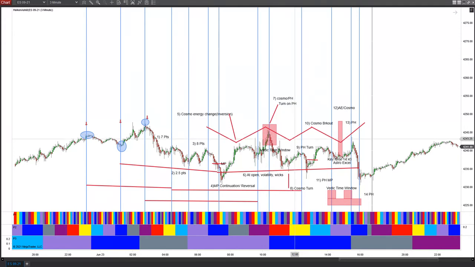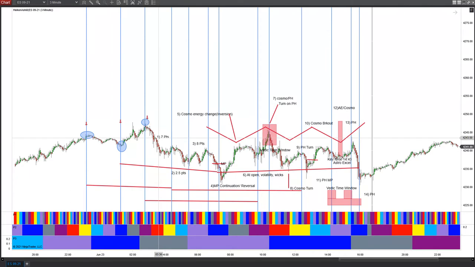So yesterday we had 14 potential trade triggers, which is a lot. We usually don't have that many, but I'm going to go through them one by one so you can see the result of how these tools work when you use them in tandem with each other. Okay, so I've identified the 14 potential trade setups here with the numbers 1 through 14.